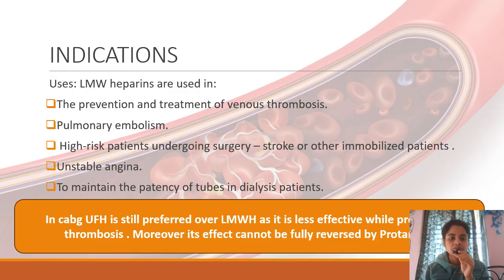And in CABG surgeries, that is coronary artery bypass grafting, UFH is still preferred over LMWH because UFH has a higher anticoagulant action and is more effective as compared to LMWH in preventing thrombosis. Okay, and if there is bleeding from an overdose of UFH, we can reverse it with its antidote, that is protamine sulfate. Whereas in LMWH no such antidote is present. Okay.